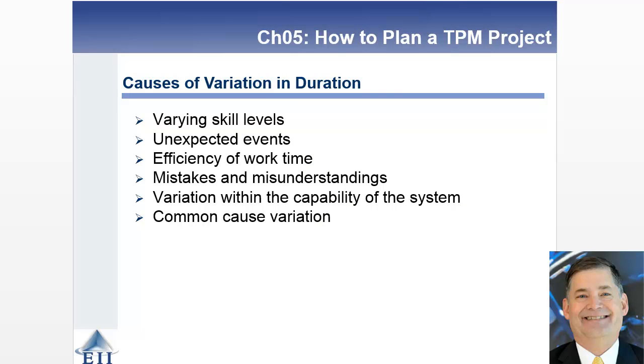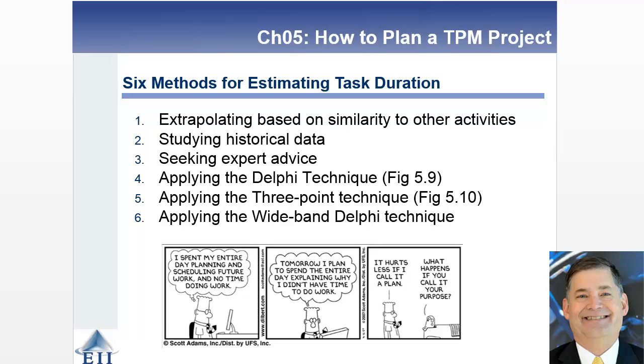All right, there are lots of other causes of variation in duration: different skill levels, unexpected events that go on. You may be more efficient or less efficient at work than you suspected. Miscommunications are always at the heart of lots and lots of different problems, and so you've got to make sure that you've got the feedback loops built within the system so that people can talk back and forth and understand what's going on. There are 6 different methods for estimating task duration.